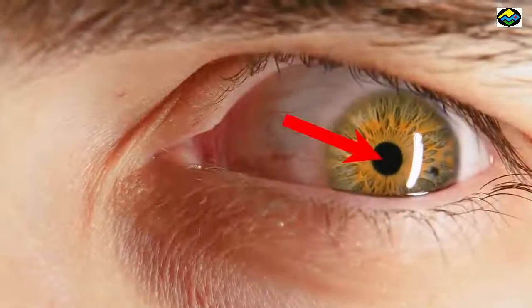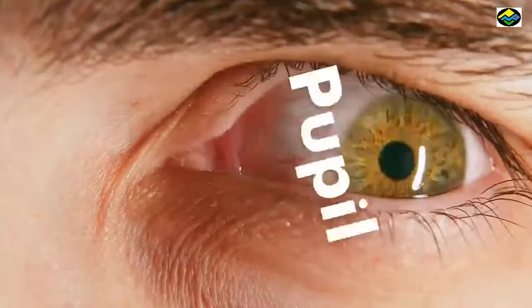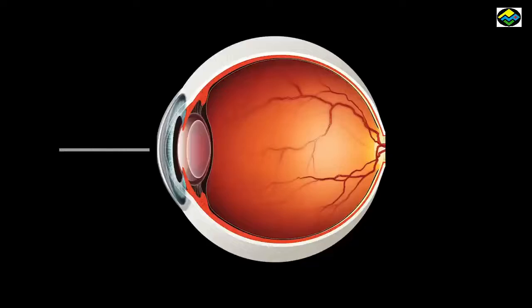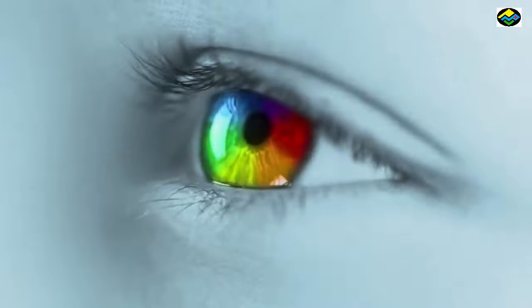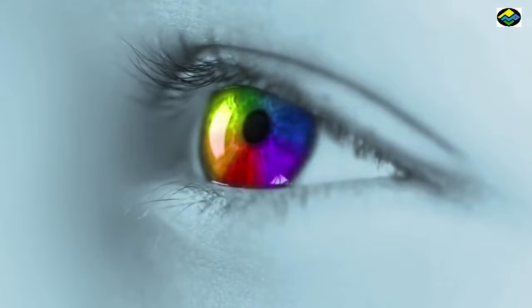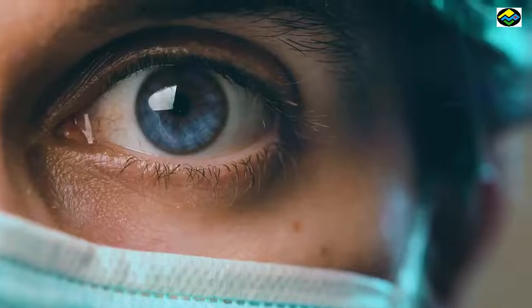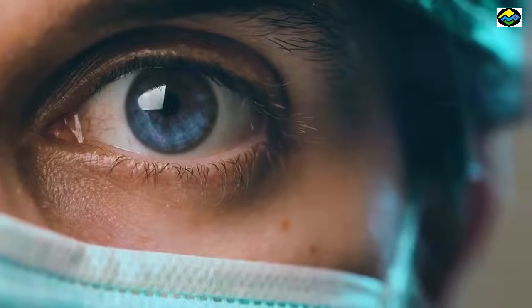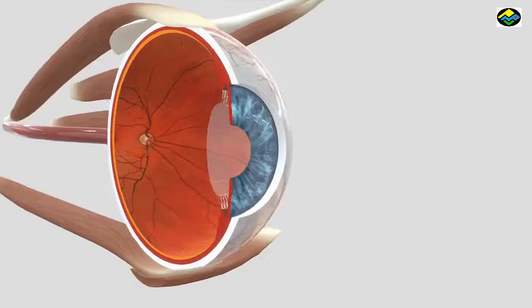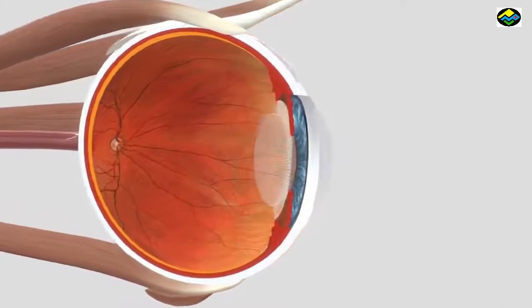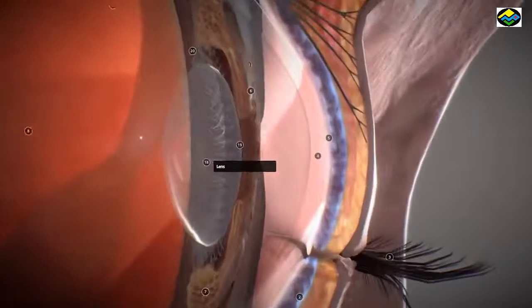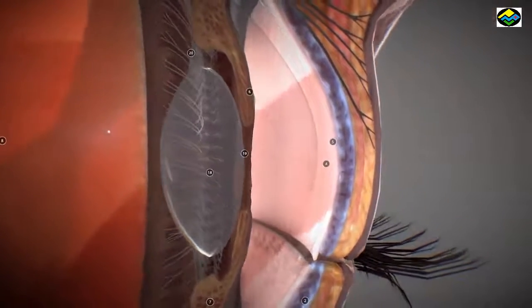There is an aperture present in the center of iris called pupil. Light rays enter into the eye through pupil. The color of iris is dependent on a pigment present in it. There is no pigment in the eyes of albinos. The people with blue eyes have very little amount of pigments in it. Lens is a very important part of the eye. Thickness of the lens is controlled by ciliary muscles of the eye.